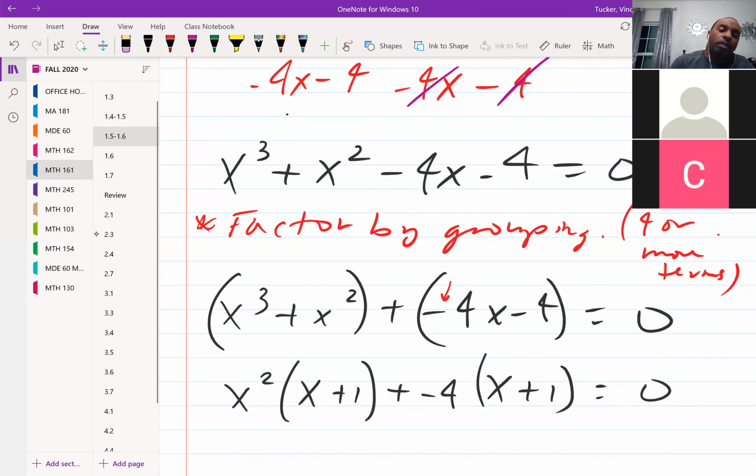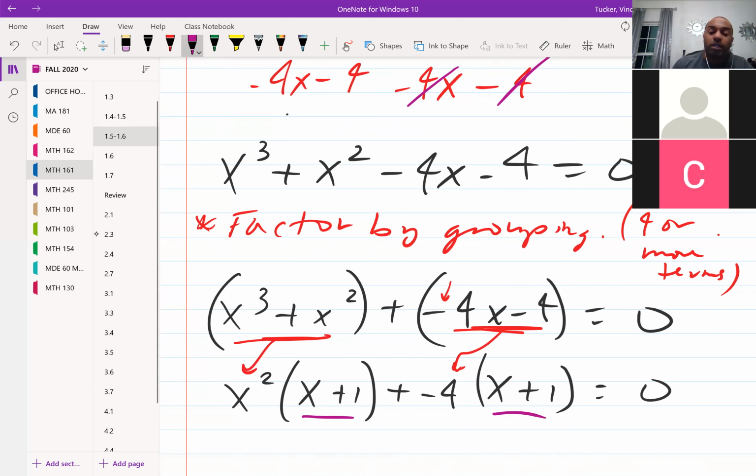So once again, in this first parentheses, we factored out x squared. In the second parentheses, we factored out negative 4. And that leaves us with x plus 1 in our parentheses. So when you get to this step, x plus 1 has to be in both sets of parentheses, or you can't go any further.